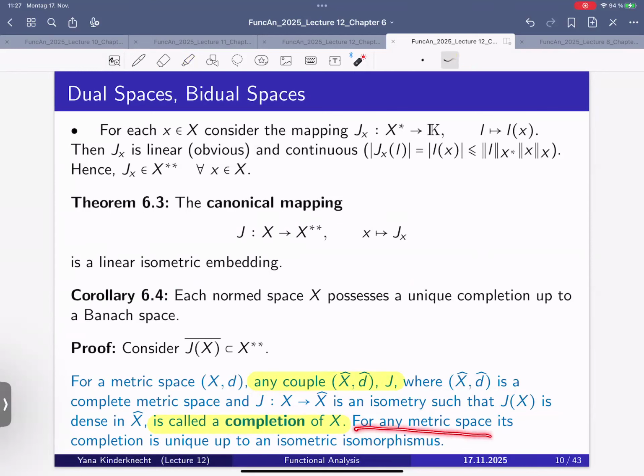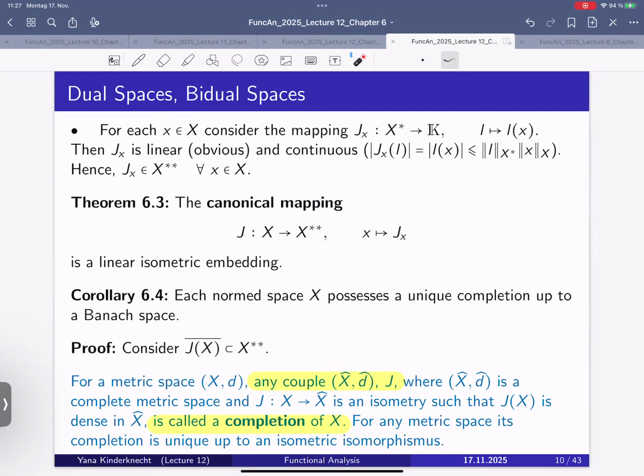So for any metric space, its completion is unique up to an isometric isomorphism. That is, of course, there are many couples of this type which produce a completion, but they all are isometrically isomorphic to each other.